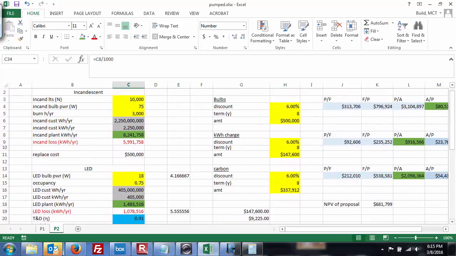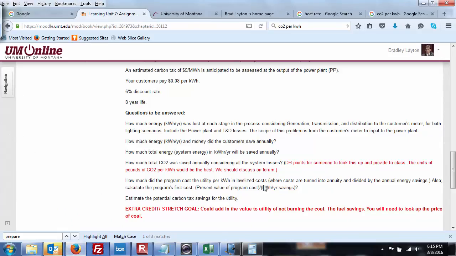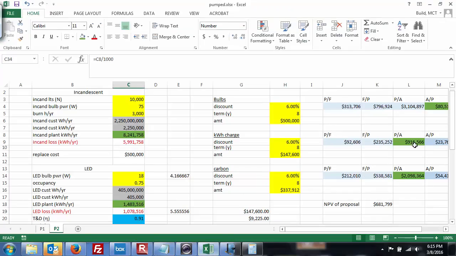I like that. I think that's it, right? Could add the utility value for not burning coal. Fuel savings, you'll need to look up the price of coal. Oh, I see, so we never really looked at the utility's cost of burning the coal. Right. That's easy enough to do, because they gotta buy coal. Well, buy it from Montana, $8 a ton. Well, I'll let you guys work on that. But this is a really good problem.